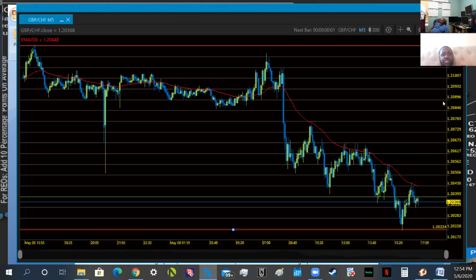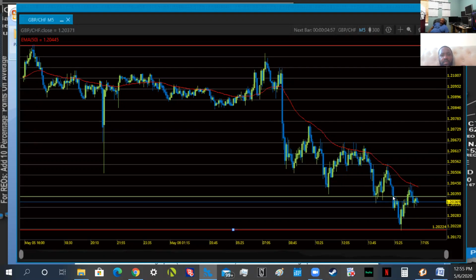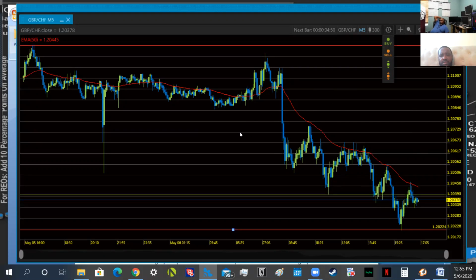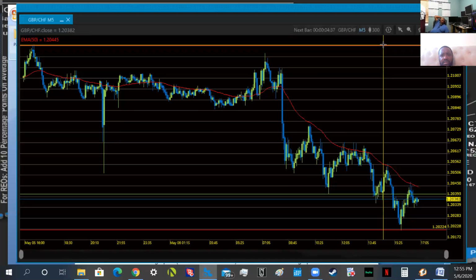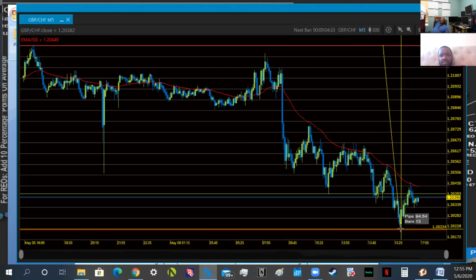How long is this time frame right here? 5 minutes per line. Then it's 300 lines, so take 5 minutes times 300. Can you make out these two numbers? The 1.2 is clear on your screen? Yeah, it's clear. Okay, so now what I'm about to do is measure how many pips it is from the top to the bottom, all right? It's 94 pips.